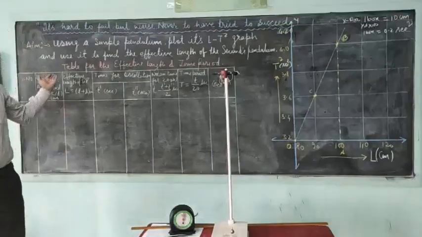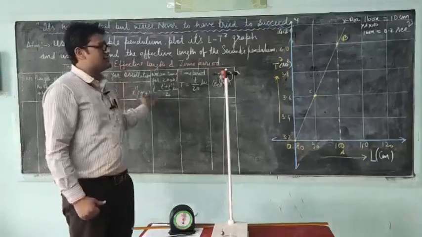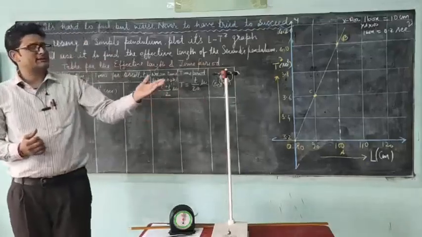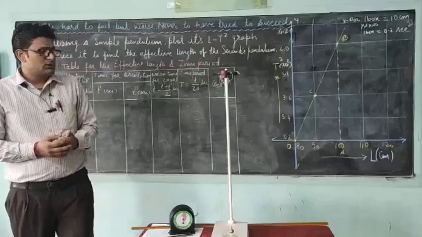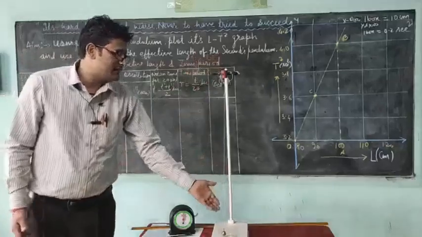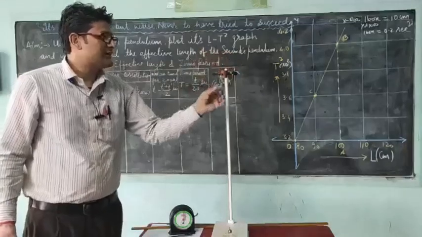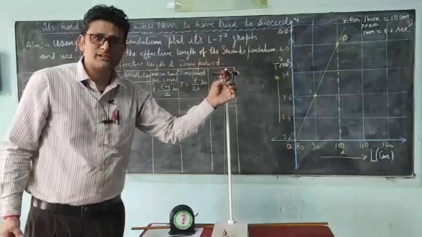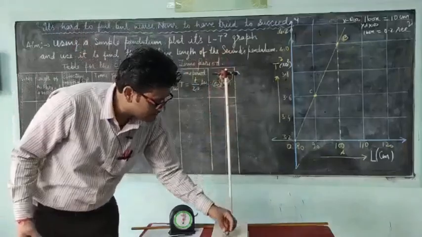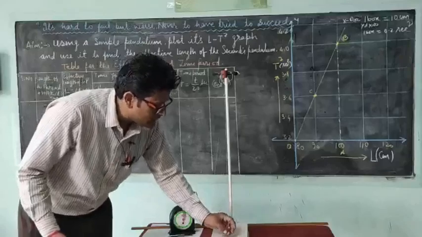Now I have drawn these tables. Before putting the values in the table, I want to explain the simple pendulum. This is the arrangement for the simple pendulum. We take the clamp stand like this, and the split cork is connected with one end of the cotton thread, and the other end is connected with the metallic spherical bob.